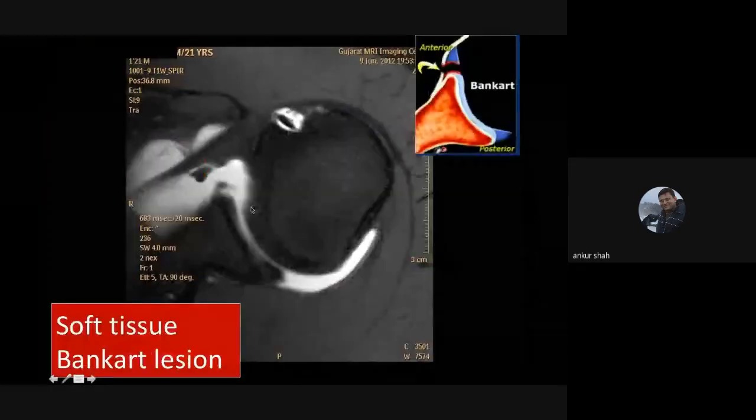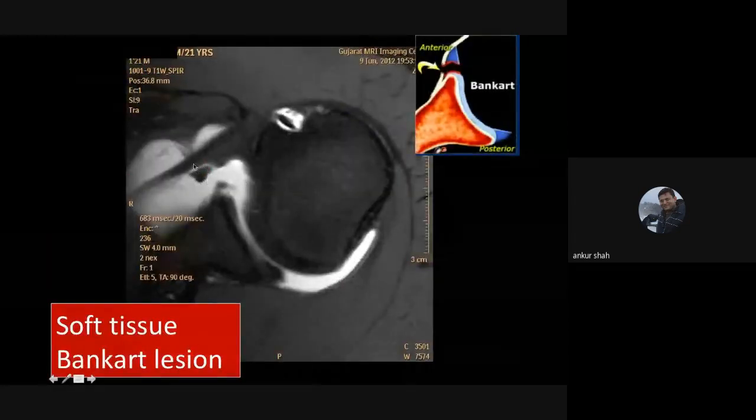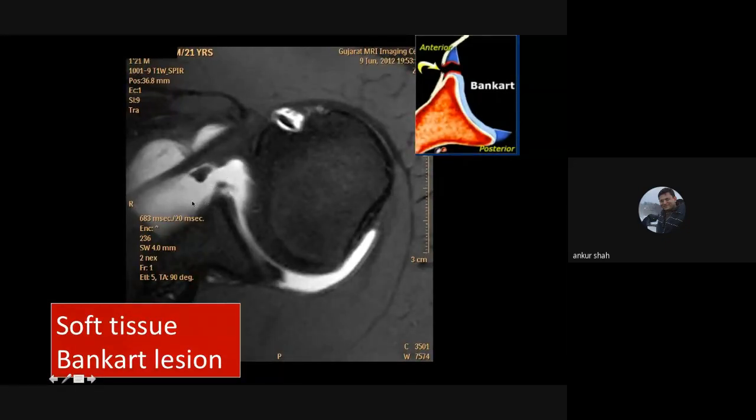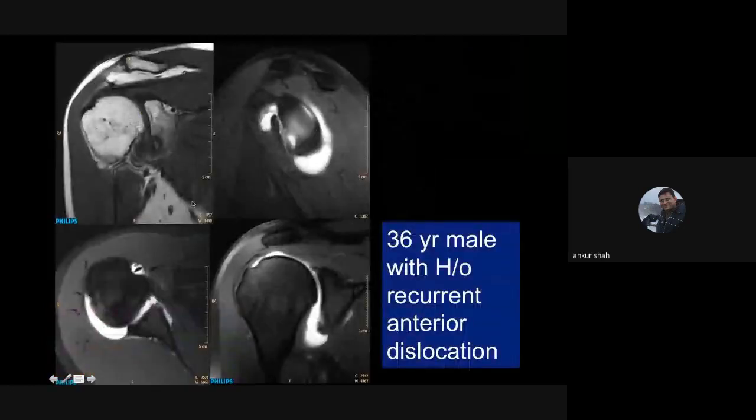When I did arthro, you can see this is the labrum which is completely torn. So this is the classical Bankart lesion. When the labrum is torn, the periosteum is disrupted. You can see there is no continuity of the periosteum and the labrum is completely torn and displaced. This is the classical soft tissue Bankart lesion.